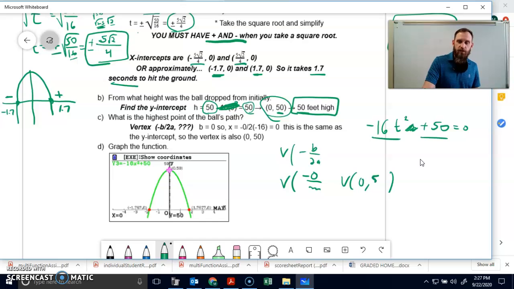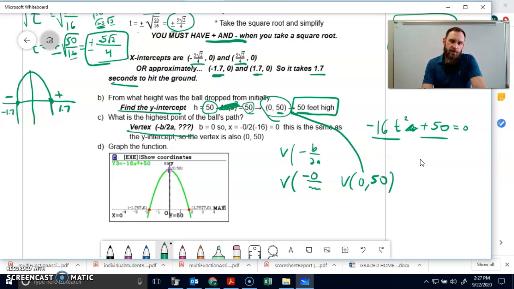Look up here at the y-intercept. The vertex and y-intercept. In these types of problems, but only these types, the vertex and y-intercept are going to be the exact same thing. So really, once you've found the y-intercept, you also have the vertex. You don't even really need to show any work or solve. Okay, really makes these nice and easy.